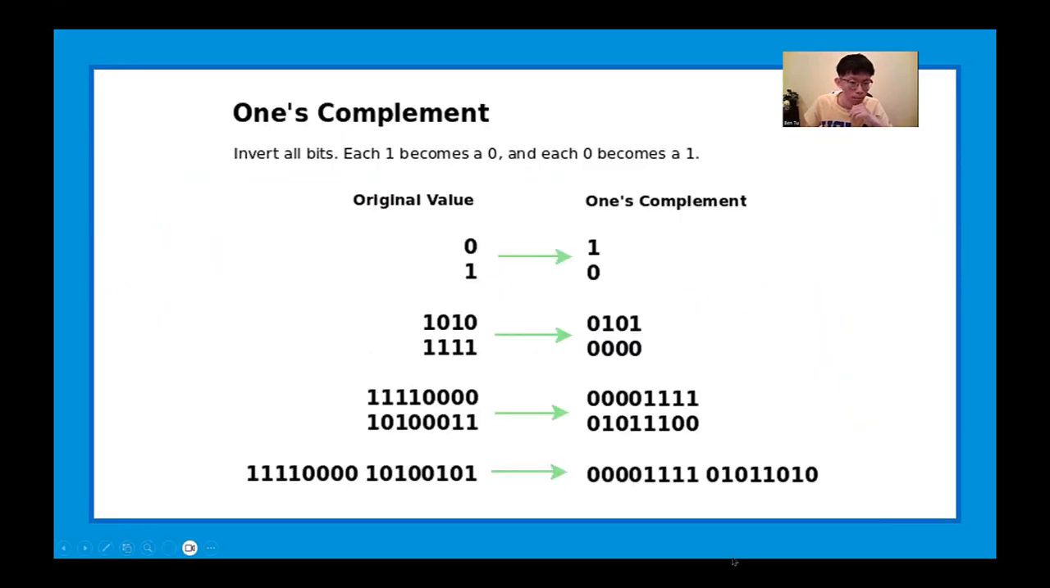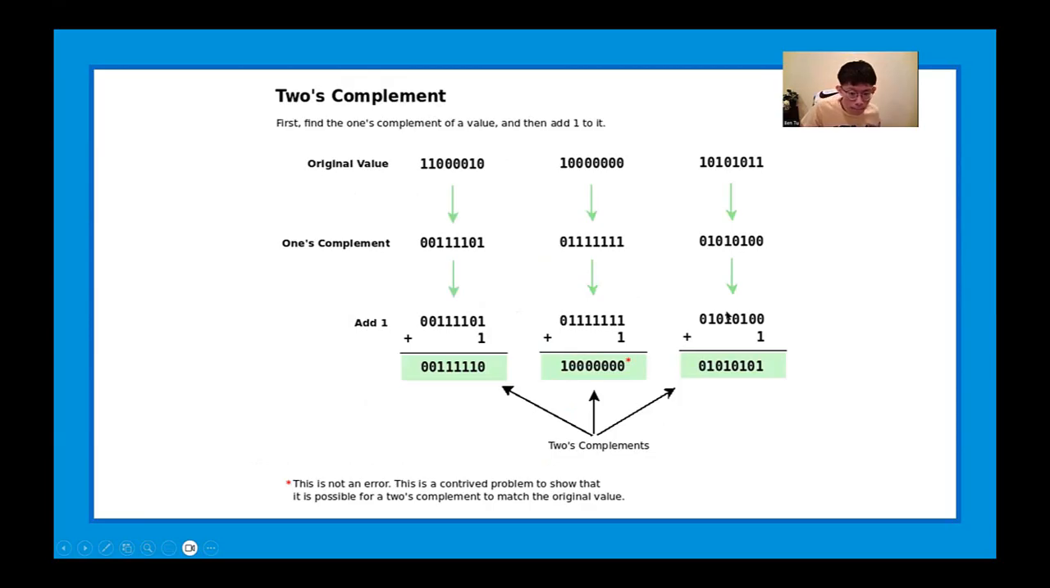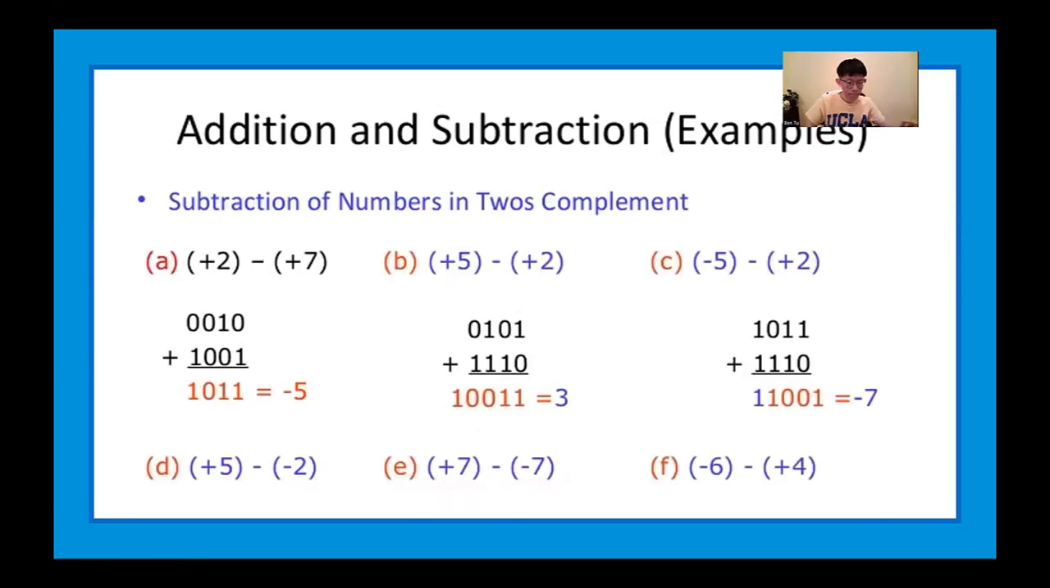Any questions so far? No. So here I tell you how to do 1's complement. 1's complement is you bit flip every bit. Okay. 2's complement is bit flip, and you actually add 1.